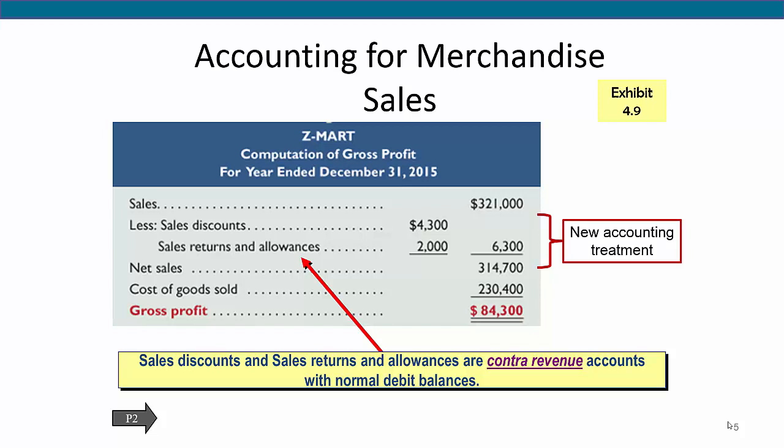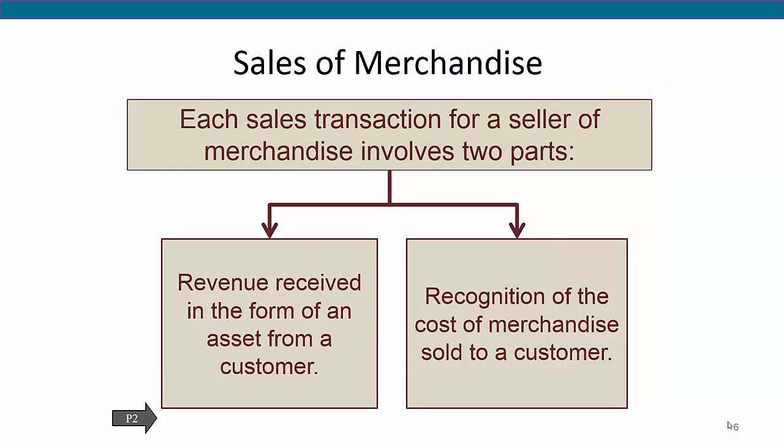And finally, cost of goods sold, which is the total cost of merchandise purchases we learned about last time, is deducted from net sales to come up with gross profit. Now, each sales transaction from a seller of merchandise involves 2 parts. First, revenue is received in the form of an asset from a customer. And secondly, recognition of the cost of merchandise sold to a customer is recorded. Okay, so accounting for a sales transaction under the perpetual system requires recording information about both of these parts.